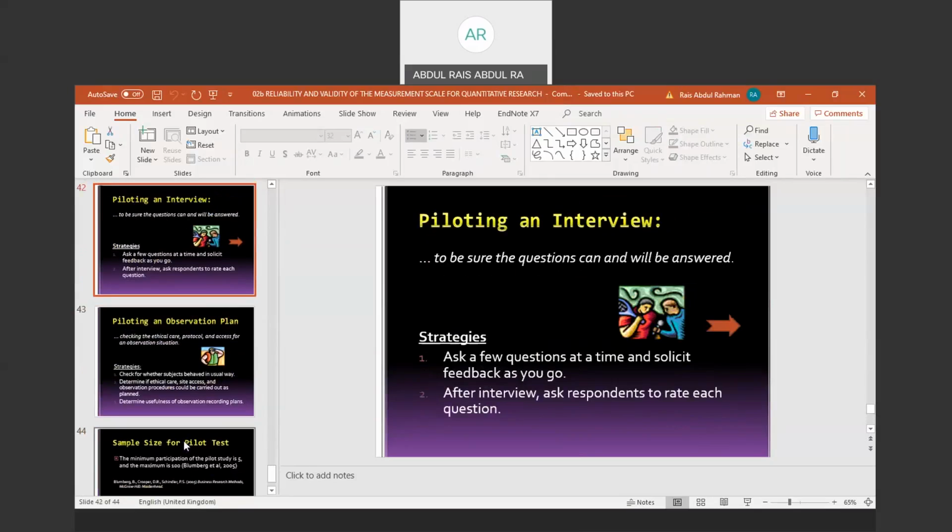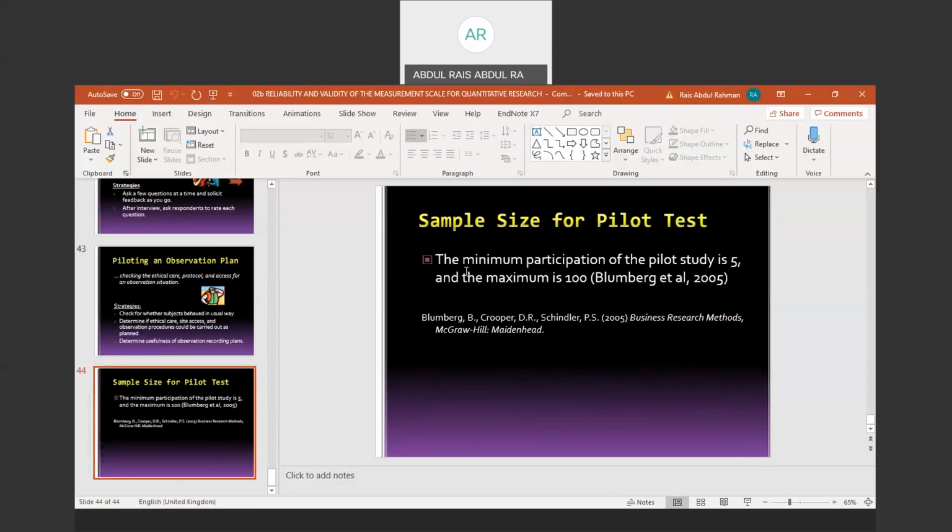Macam yang kata tadi, ideally you about 10 percent of the exercise you intend to do. Kalau 100, mungkin 10. Kalau 300 you nak collect, mungkin 30. Or you can follow the rule of thumb by Bloomberg ni. Dia kata minimum participant that you can recruit for a particular pilot study should range between 5 to 100 participants. Okay.